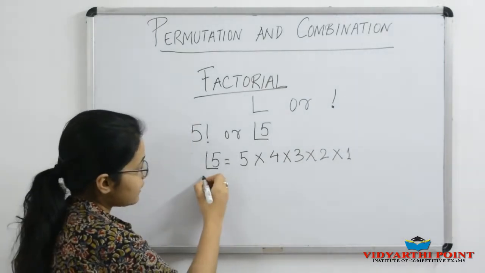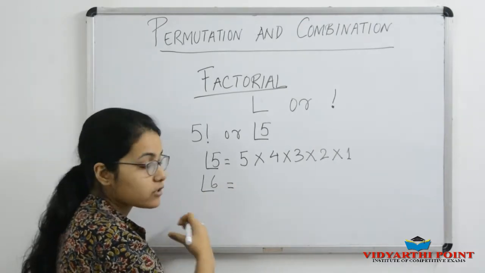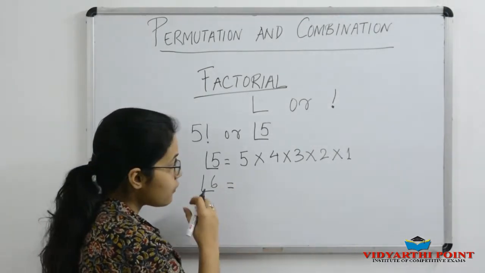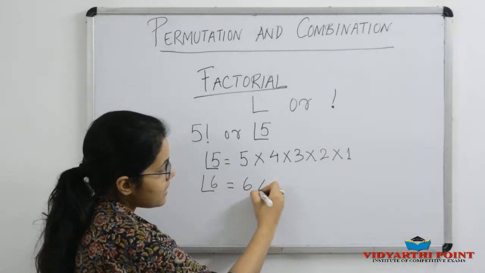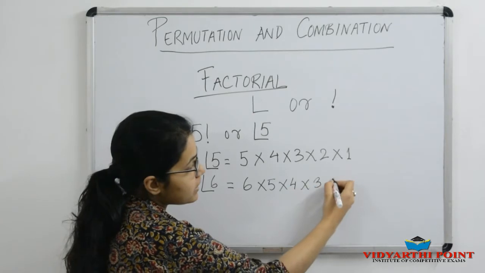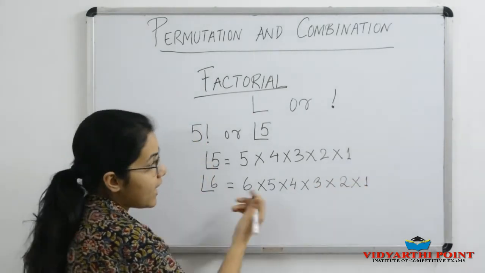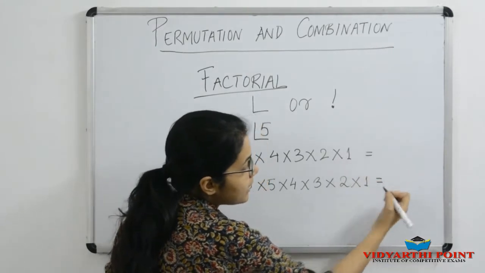Now, let us take another example, that is 6. Now, let us take the product of all the whole numbers up to 1 from 6, that is 6 into 5 into 4 into 3 into 2 into 1. This is how we write factorial, and then we can find their values.